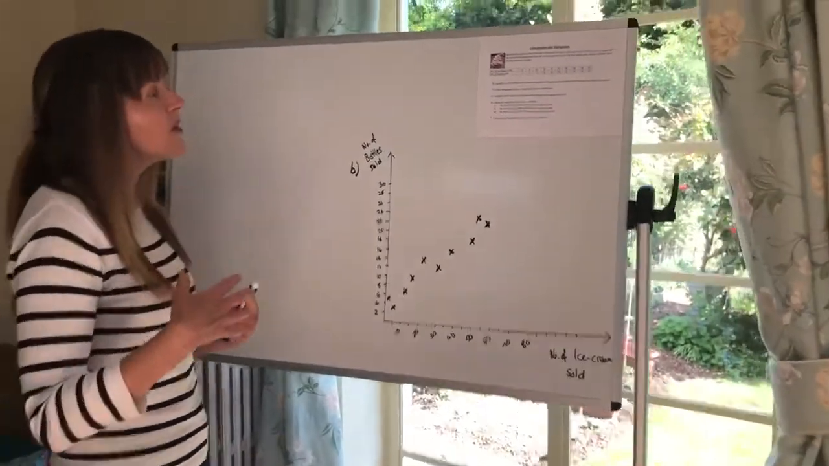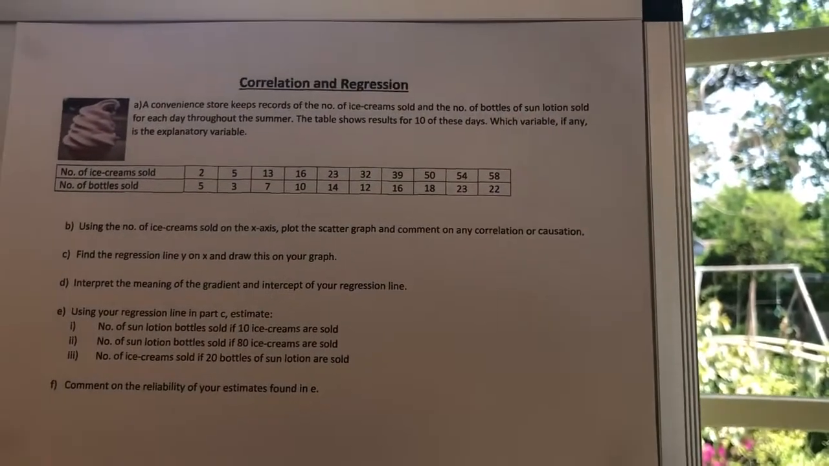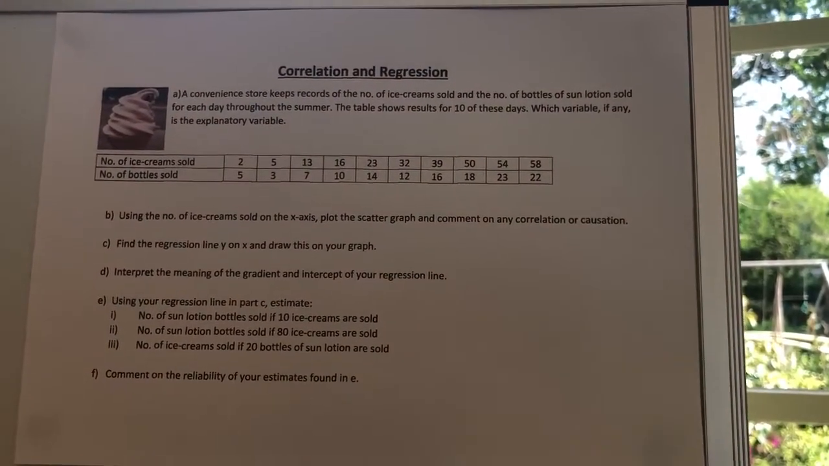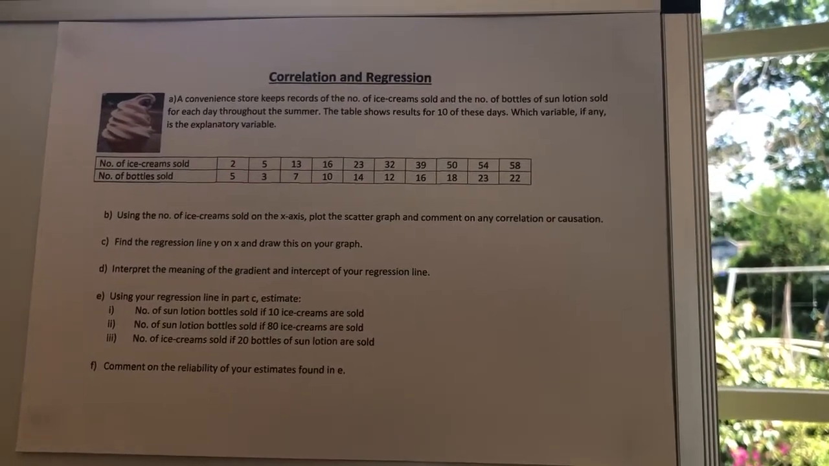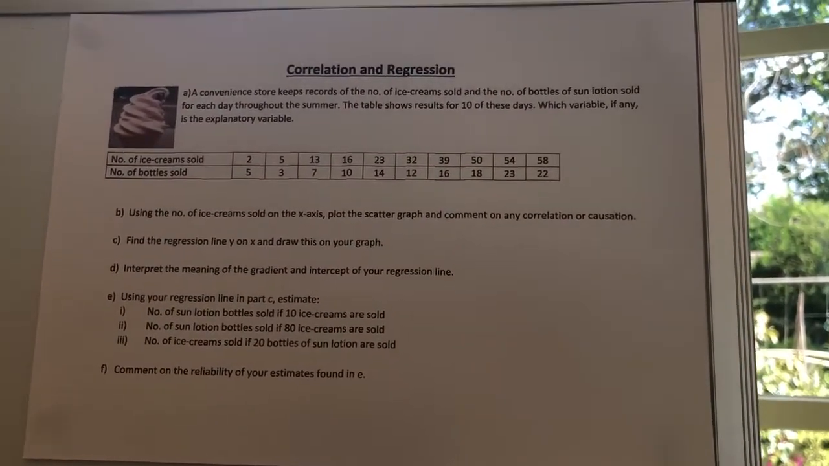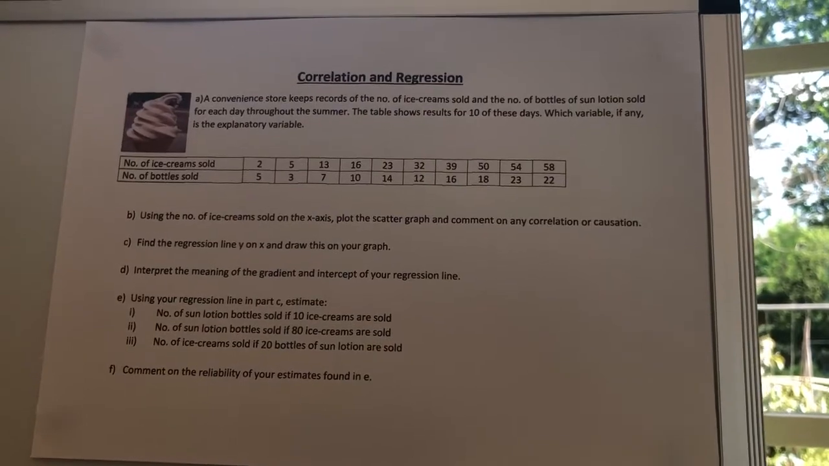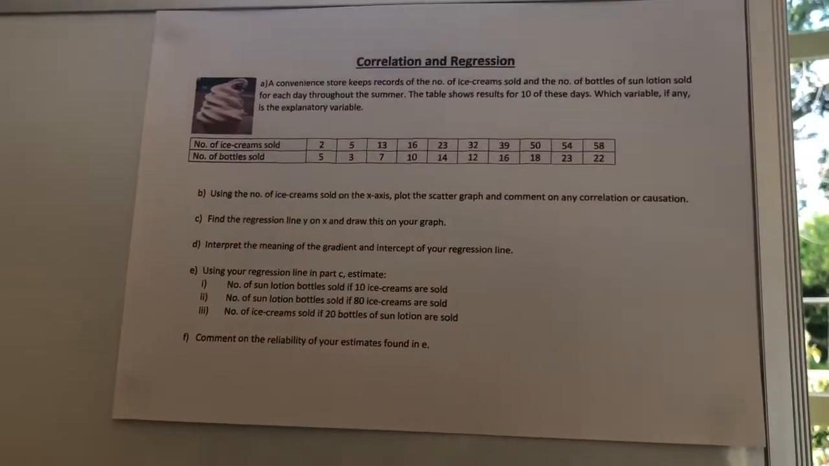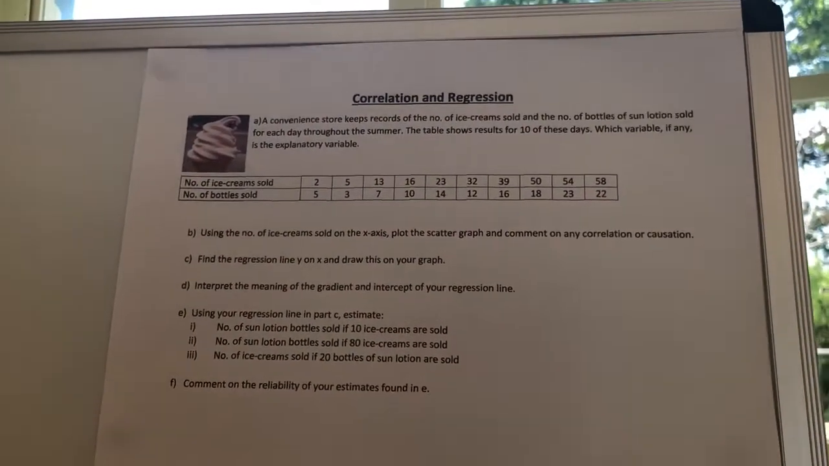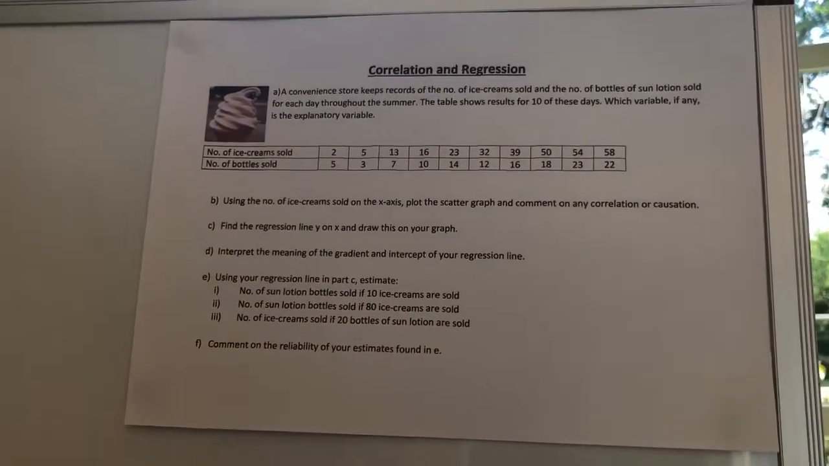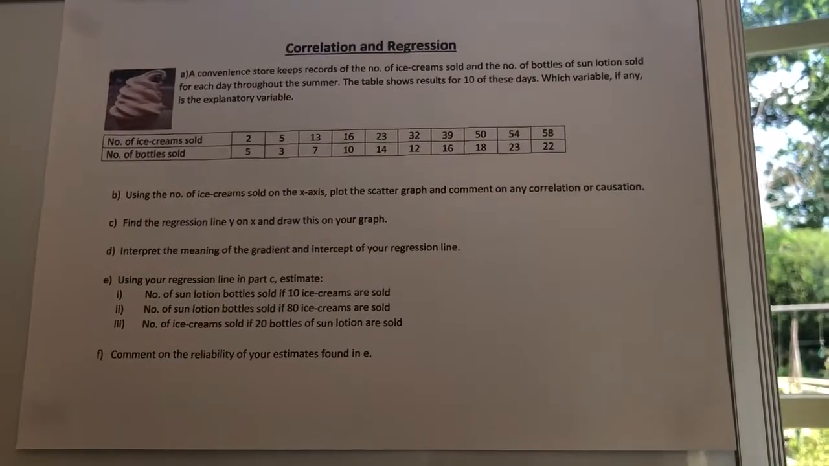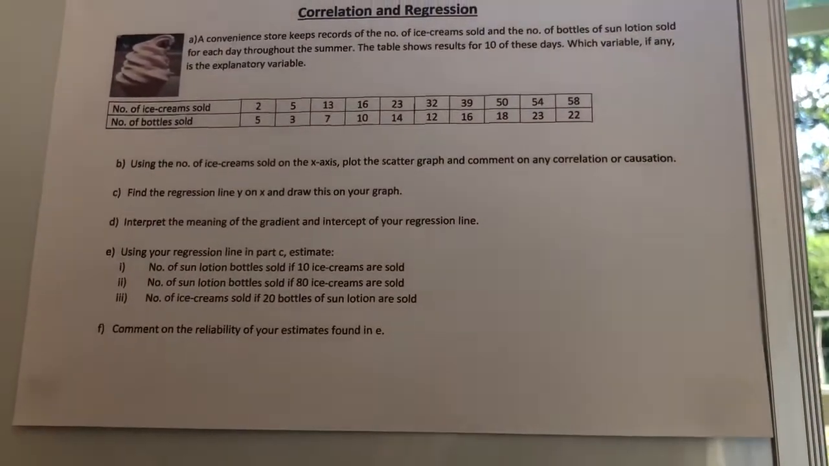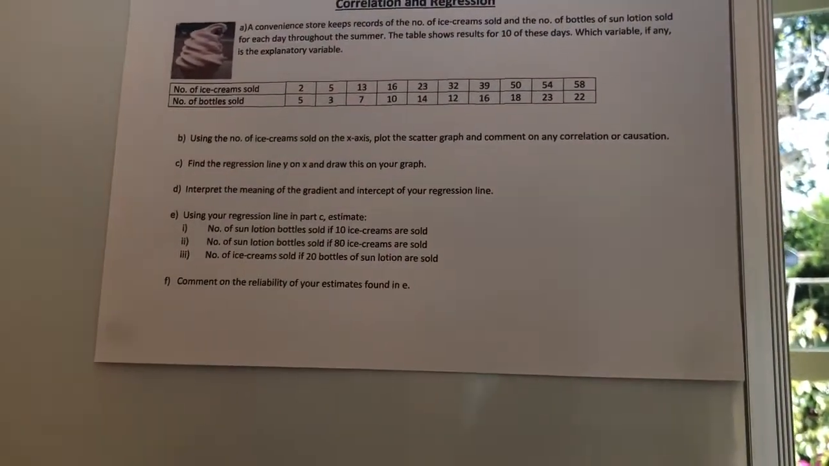Bella, if you can zoom in on this question. I'll post this in Google Classroom as well so you can see it yourself. A convenience store keeps records of the number of ice creams sold and the number of bottles of sun lotion sold for each day throughout the summer. The table shows results for 10 of these days. Which variable, if any, is the explanatory variable? And then we've got the table there.